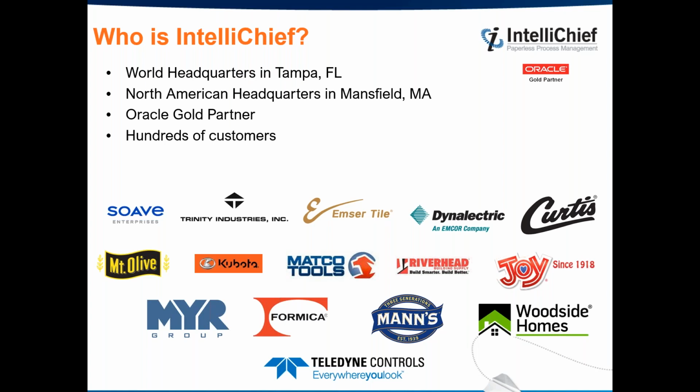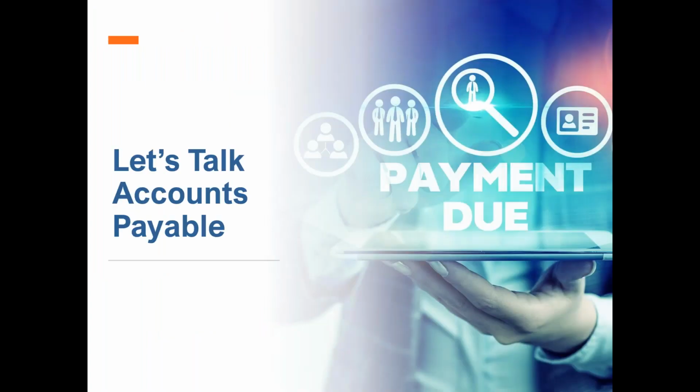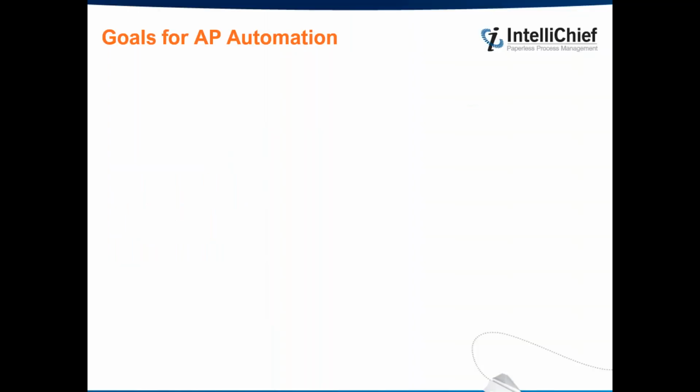As we look at the slide, some J.D. Edwards customers here. If you're out on the West Coast, you might know of Emser Tile, Wilbur Curtis. For those of you in Northern California or a little further north, Mann Packing. We're doing some new projects right now at Suave Enterprises and Woodside Homes. MYR Group is a new customer. Matco Tools has been a long-time customer using IntelliChief with J.D. Edwards. So a lot of customers that we draw on experience to bring best practices to the table for our customers as we implement the solution. So with that being said, let's talk about AP and dive into some of the details.